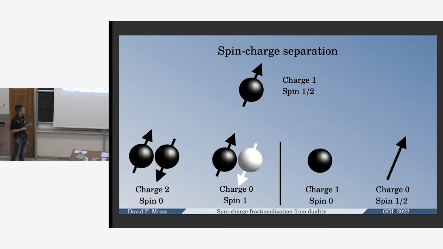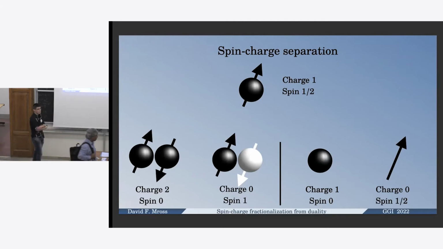What I'm interested in is the case where this object, which carries both charge and spin 1/2, can split up into an object that carries an odd number of charge but 0 spin, or a half-odd integer spin but 0 charge. So if I have a system where I'm getting these kinds of degrees of freedom, that's what I would call spin charge fractionalization. That's what I care about.